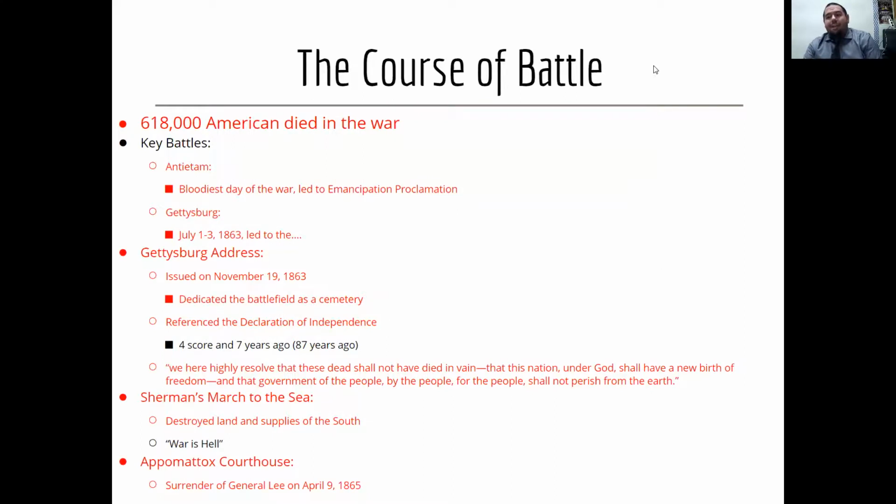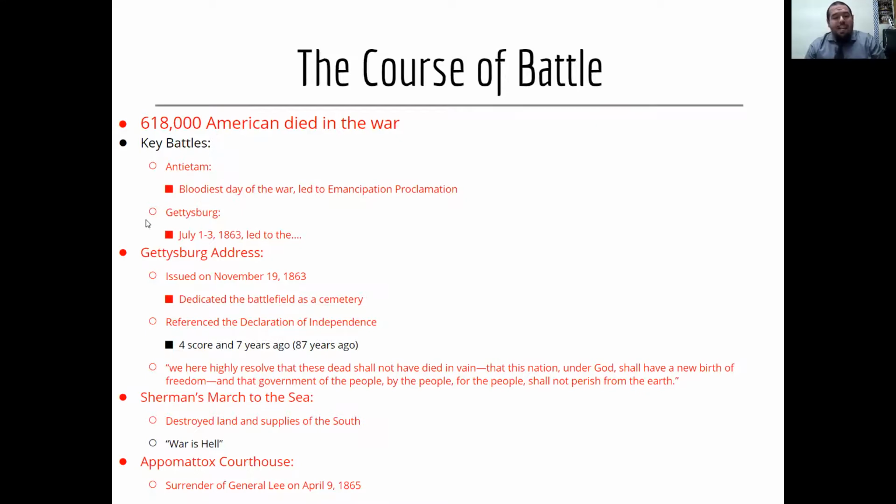All right, so the course of battle. Again, on the AP test, they're not really going to talk about battle here, battle there, battle everywhere. They're going to look for the significances of battles and what it led to, but they're not going to say this strategy was utilized, and then this, and then that. Okay, over 600,000 Americans, North and South, died in the war. The key battles: Antietam, which is the bloodiest one-day battle of the war. It's going to lead Lincoln to make the Emancipation Proclamation.